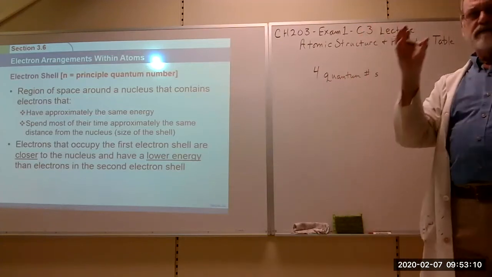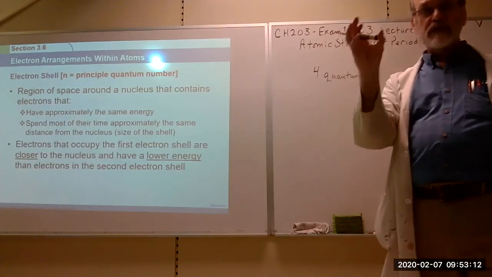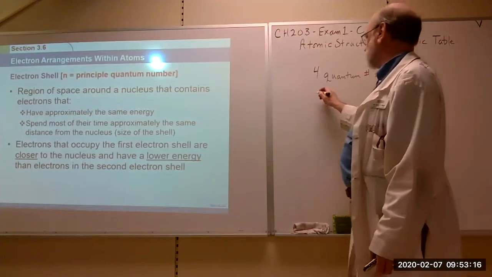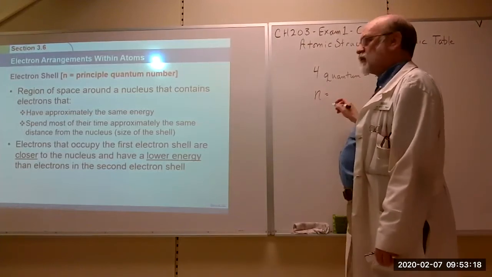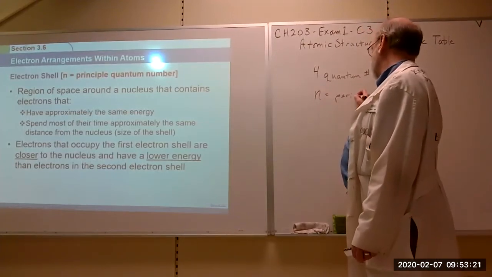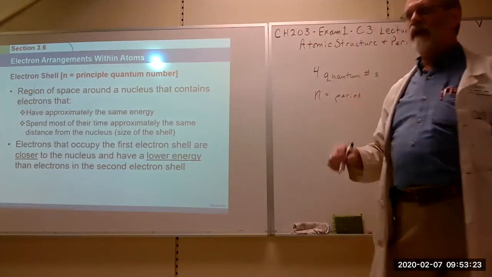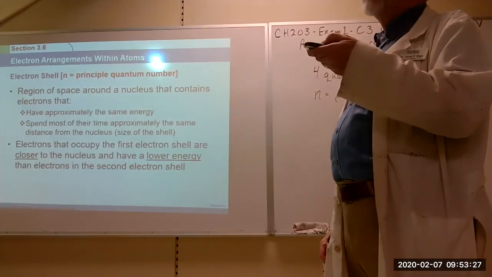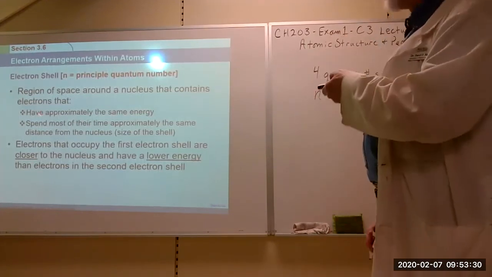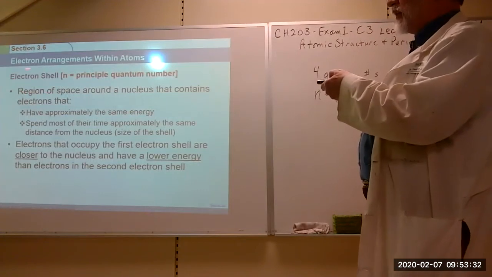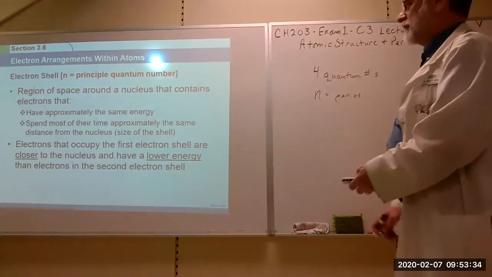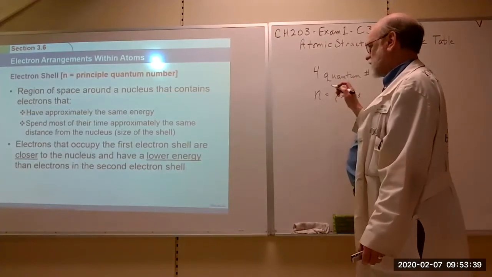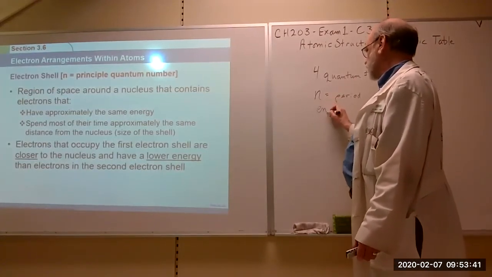That define electrons in the structure of an atom. Okay, the first one is the principal quantum number, and this one is equal to the period. Right. So the principal quantum number for lithium will be 2, and that's called the electron shell in your textbook. The principal quantum number defines the energy level.